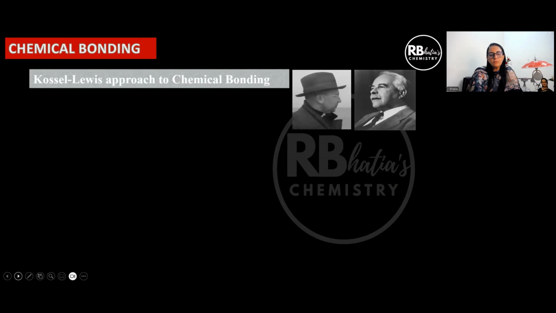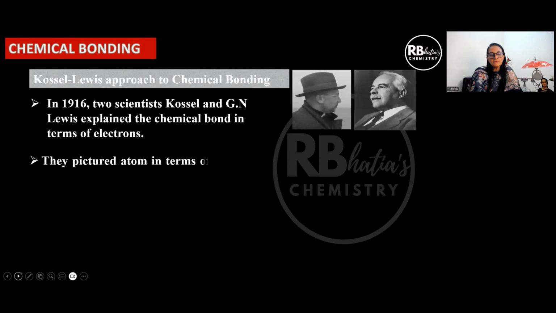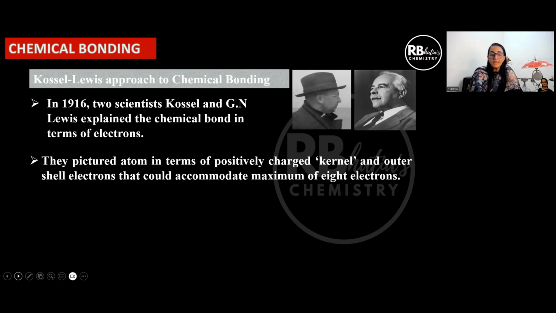Kossel-Lewis approach to chemical bonding was given by these two scientists, Kossel and G. N. Lewis. Kossel and Lewis explained the chemical bond in terms of electrons. This is the key point. They talked about electronic exchange, either give or transfer or mutually share. So using electrons, various theories were proposed. They pictured atoms in terms of positively charged kernel and outer shell electrons that could accommodate a maximum of 8 electrons.